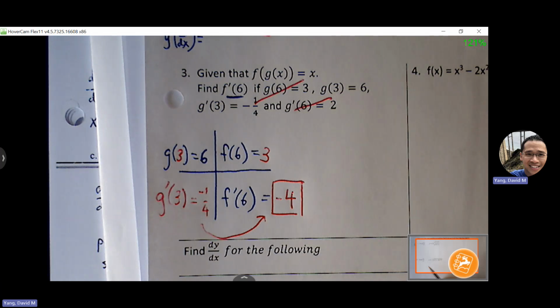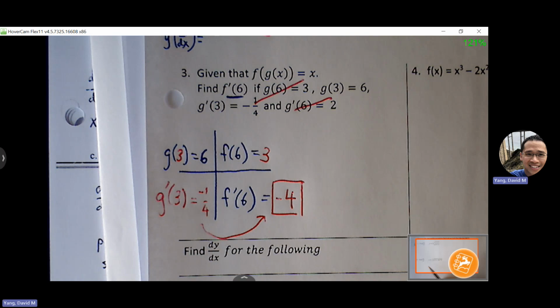So if these are really inverses of each other, if there's an ordered pair of 6, 3 on one, there must be an ordered pair of 3, 6 on the other, right? And the way that we know they're inverses of each other is because this first line here, f of g of x equals x. So that tells us that there's that relationship between f and g, and we can establish that this must be true.